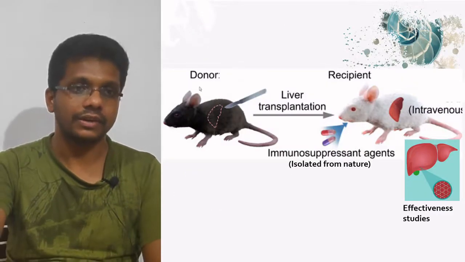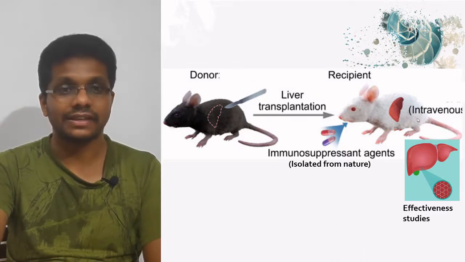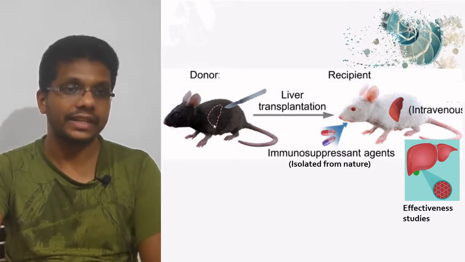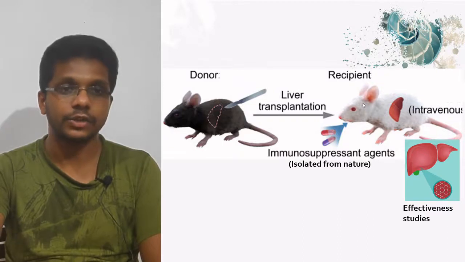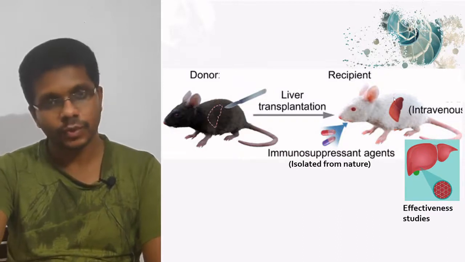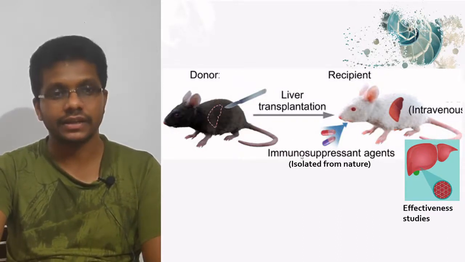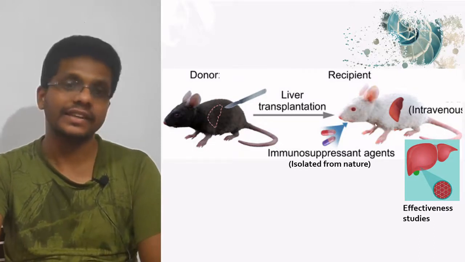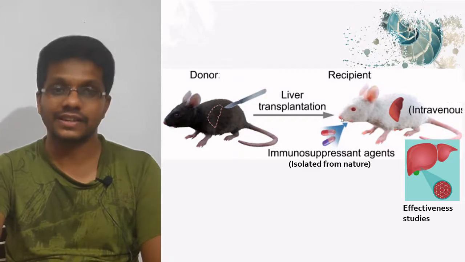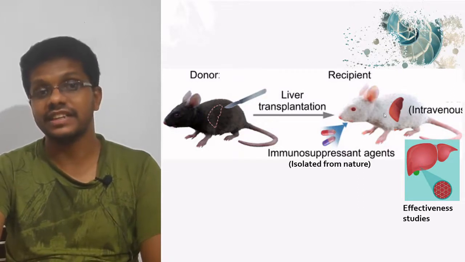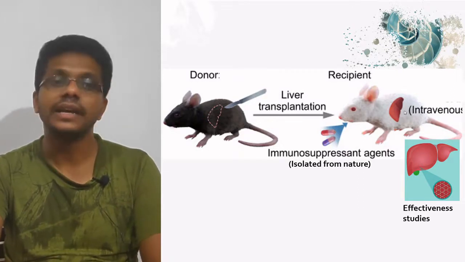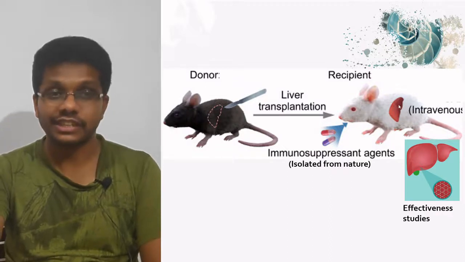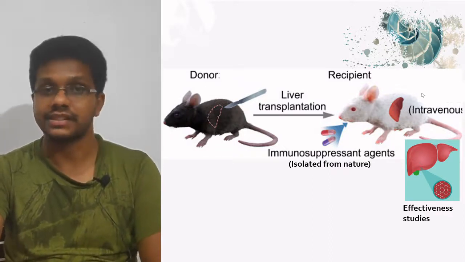So here, this is a transplantation experiment. We are taking liver from this donor animal to this recipient animal. Once the liver is here, we will give the immunosuppressants, the potential drugs, to the rat. If the potential drugs are effective, it will prevent the graft rejection. If it is not effective, the graft rejection will occur and this animal will die.